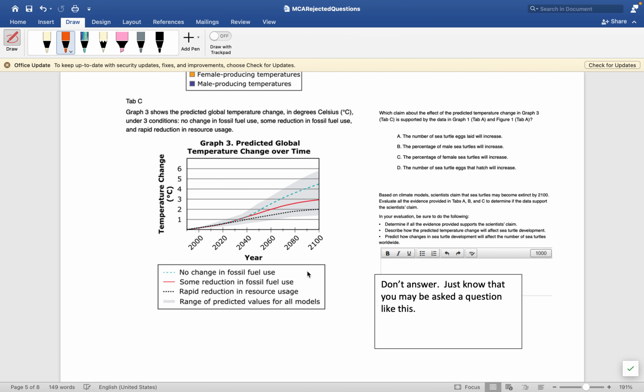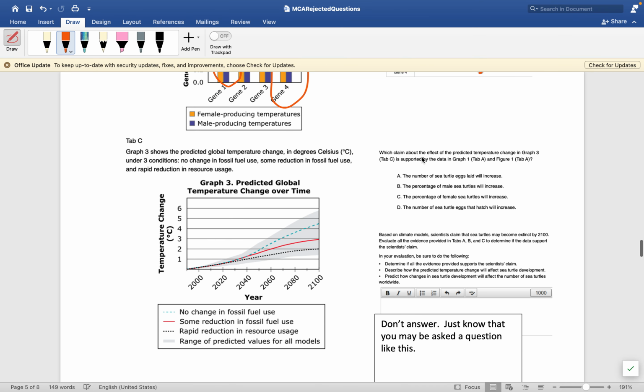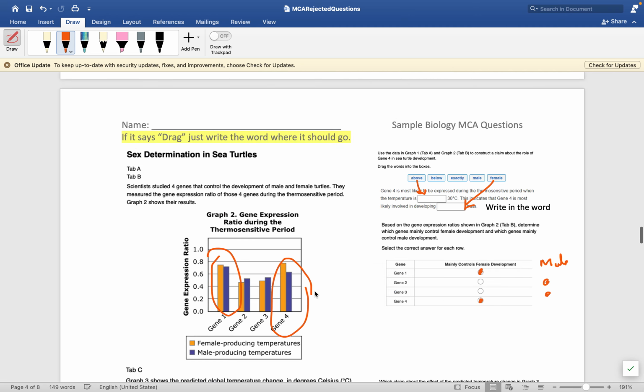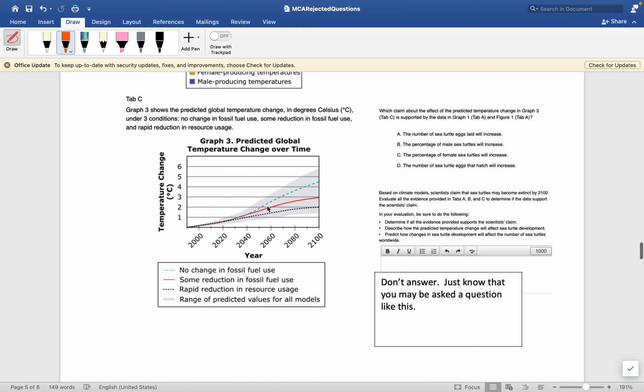Okay, and then we have a range. Which claim about the effect of the predicted temperature change in graph 3 is supported by the data in graph 1 and figure 1? Okay, so if we come back up to here, I said anything above 30 degrees Celsius is going to be female dominant. And so we are seeing a temperature change of all of these showing an increase. So the trend is the percentage of female sea turtles will increase.